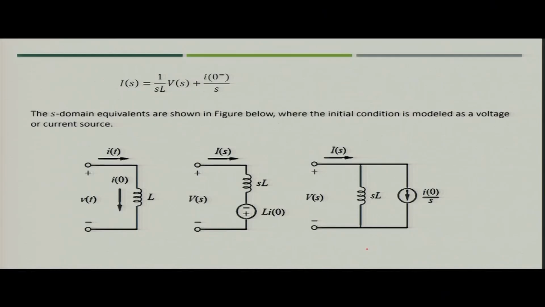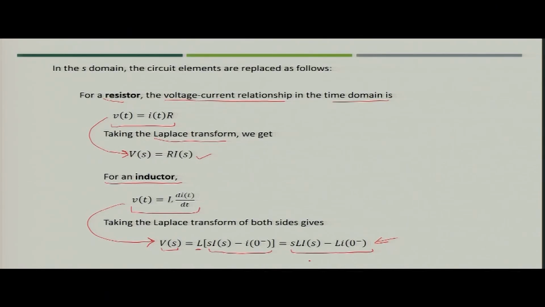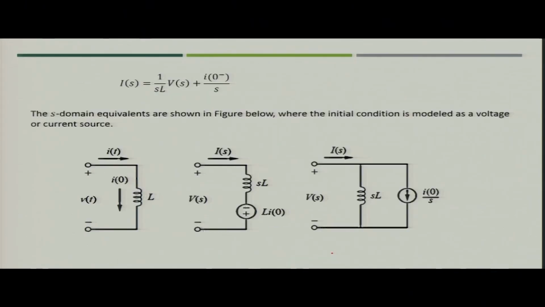Next, how can we represent that equation in the circuit? We know that V(s) is equal to s L I(s) minus L I(0), that is, L I at time t equal to 0.